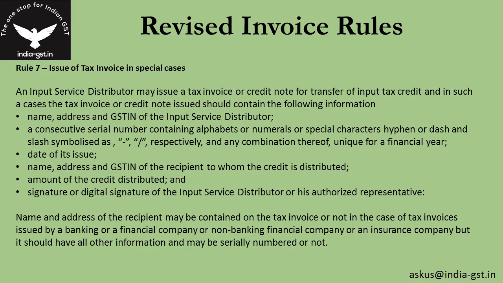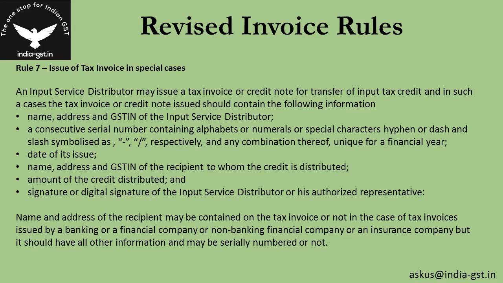Rule 7, issue of tax invoice in special cases. An input service distributor may issue a tax invoice or credit note for transfer of input tax credit, and in such cases the tax invoice or credit note issued should contain the following information: name, address and GSTIN of the input service distributor. A consecutive serial number containing alphabets or numerals or special characters hyphen or dash and slash, symbolized as "-" and "/" respectively, and any combination thereof, unique for a financial year.